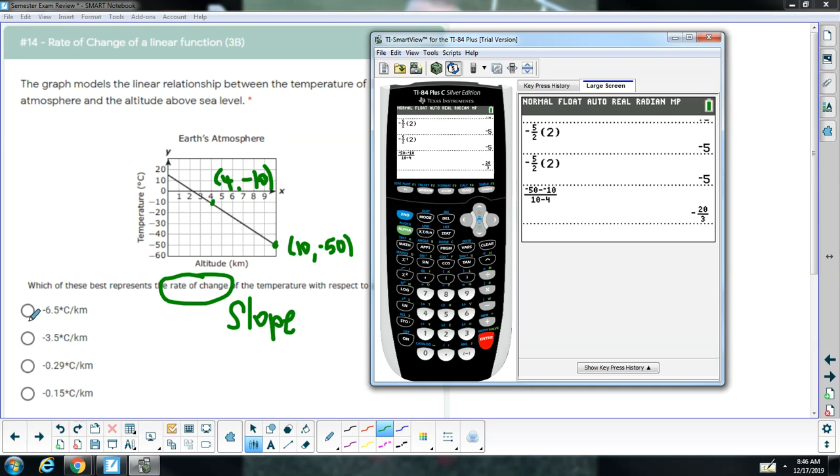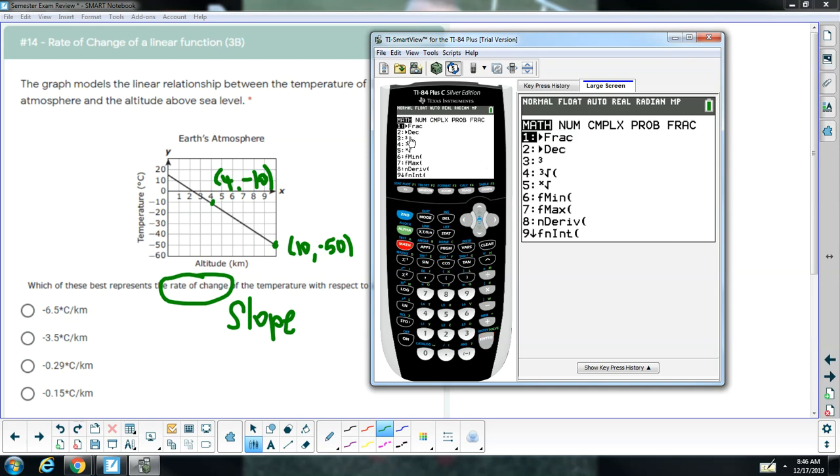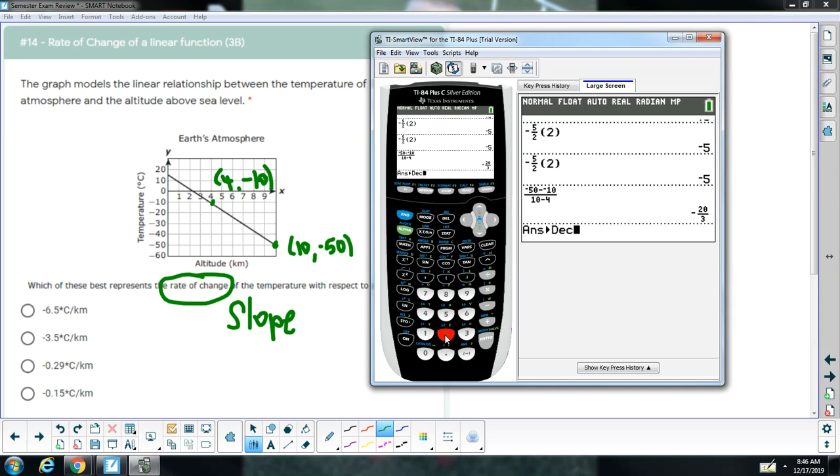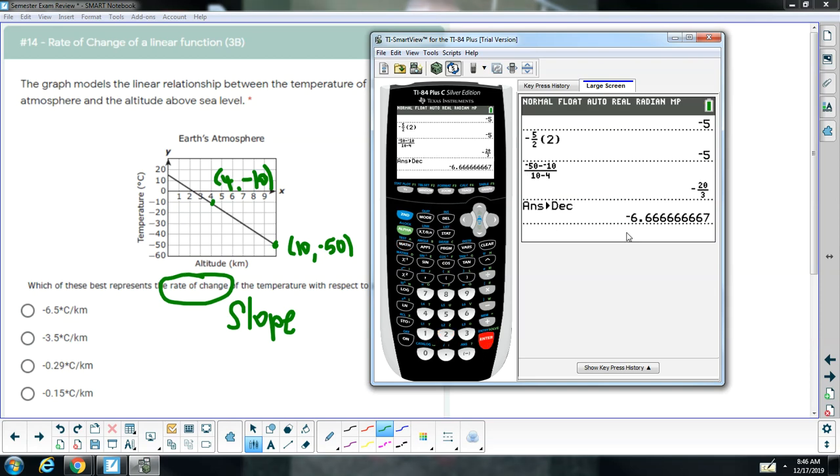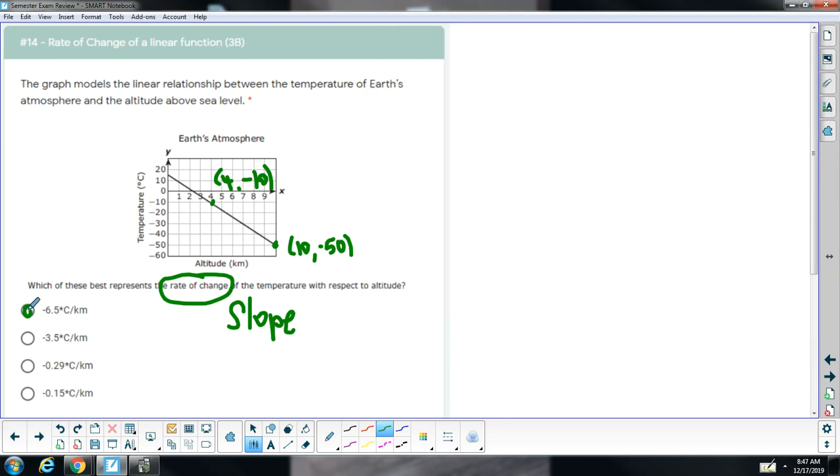Well, look, all of these are decimals. So to change this answer to a decimal in your calculator, you hit math. You see option 2 says decimal, so we're going to click option 2 and hit enter. And a negative 6.666666, which is really close to answer choice A. And it says best represents, so it doesn't say exactly represents. So we're good there.